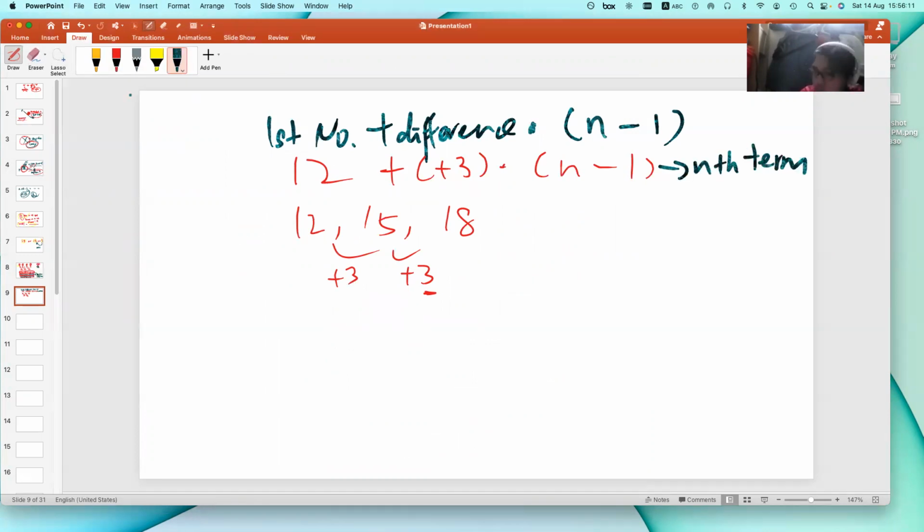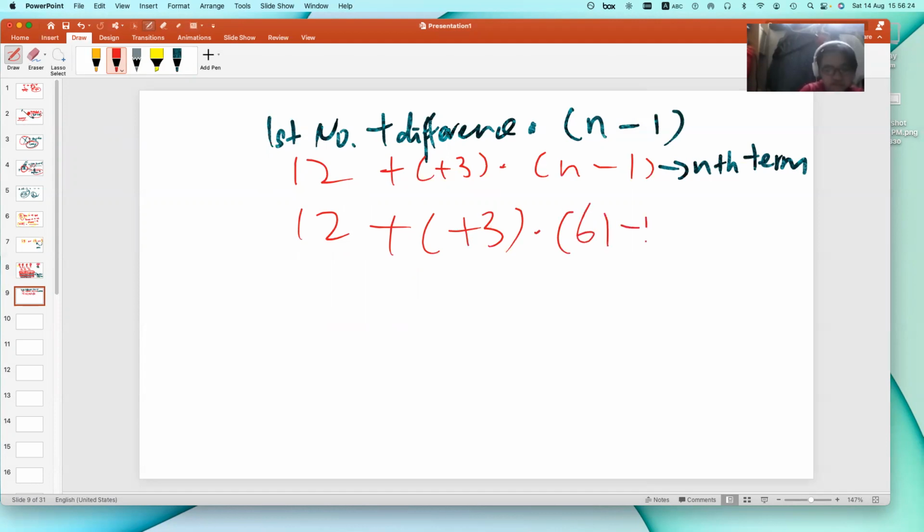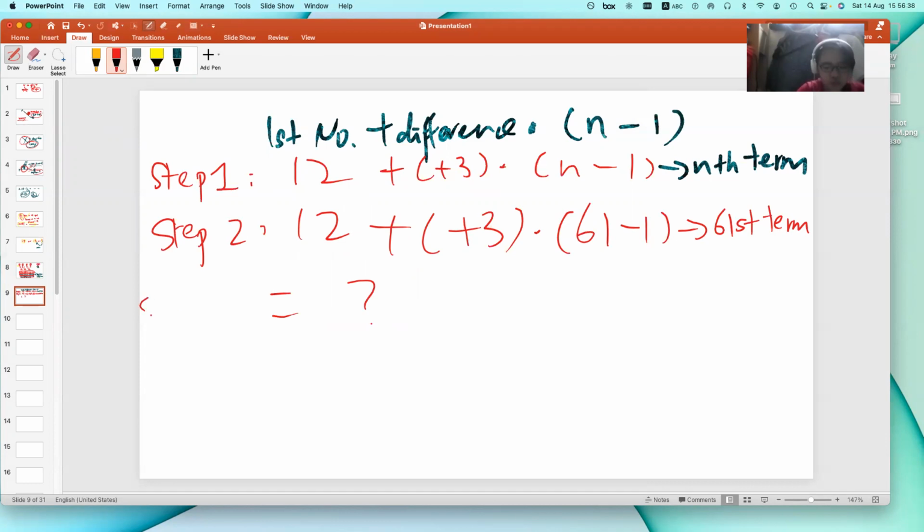Right? So now they ask for what? The 61st. So what you do? You replace the n with 61. So this is step one, this is step two. Then you're going to get your answer. What's your answer? So I expect you to show me this step. Okay? Quick. Go ahead. You need to use a calculator. 192. Very good. So that's the answer. Are you clear?